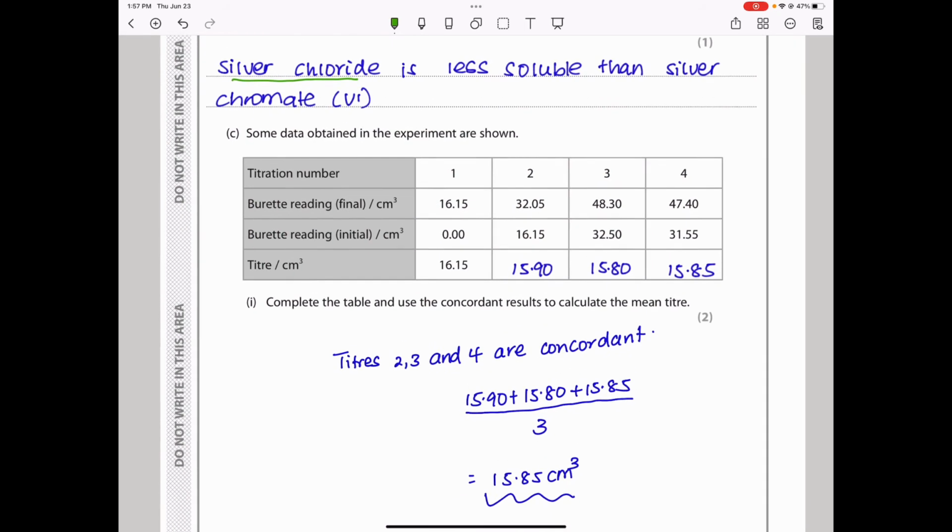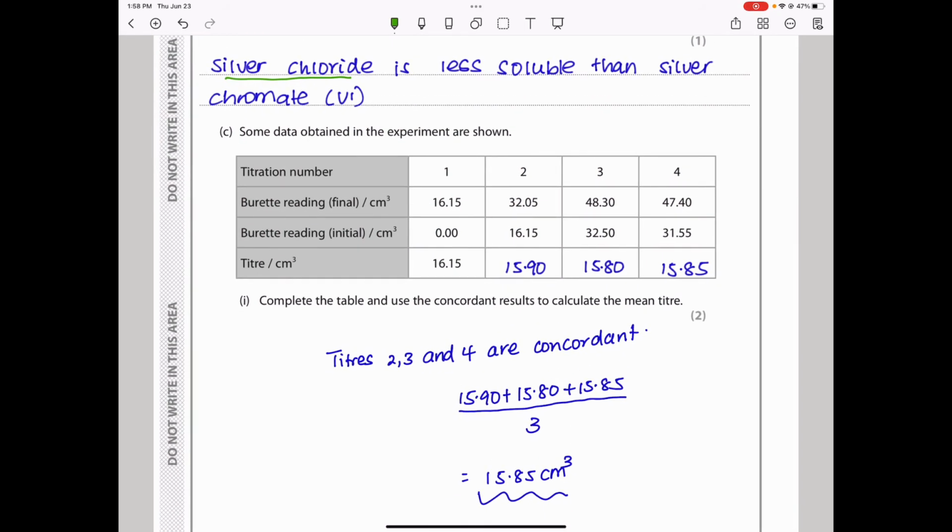So the next part says some data obtained in the experiment are shown below. They gave us all the data, and they want us to complete the table and use the concordant results to calculate the mean titer. So how do you conclude? Basically we have to find the value here. That minus that gives us that, and this minus that will give us that, and that minus that gives us that. So basically the final burette reading minus the initial burette reading gives you the titer value, or the titer that was used in that experiment.